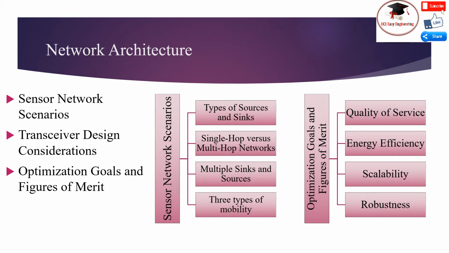The sensor network scenarios are classified into types of sources and sinks, single hop versus multi-hop network, multiple sinks and sources, and three types of mobility. Optimization goals and figures of merit are classified into quality of service, energy efficiency, scalability, and robustness.